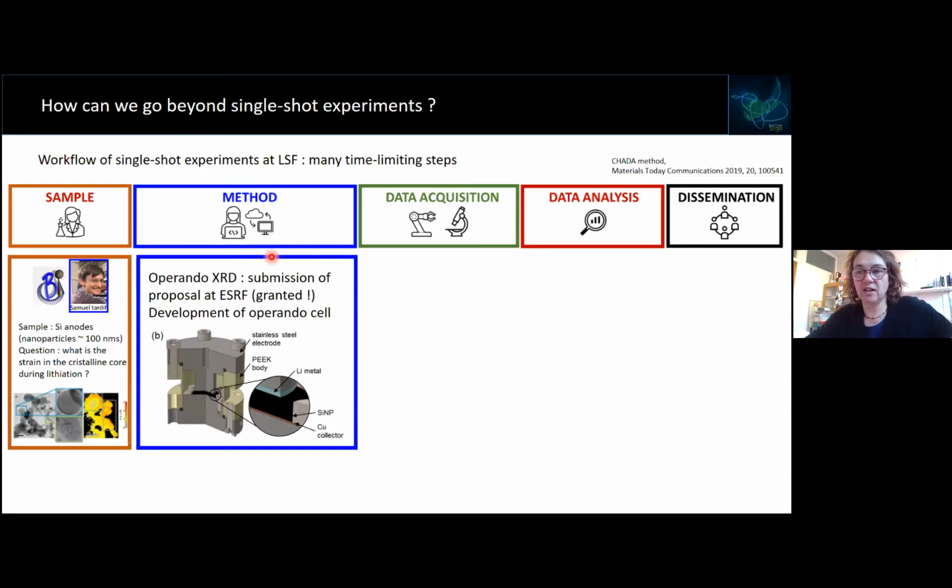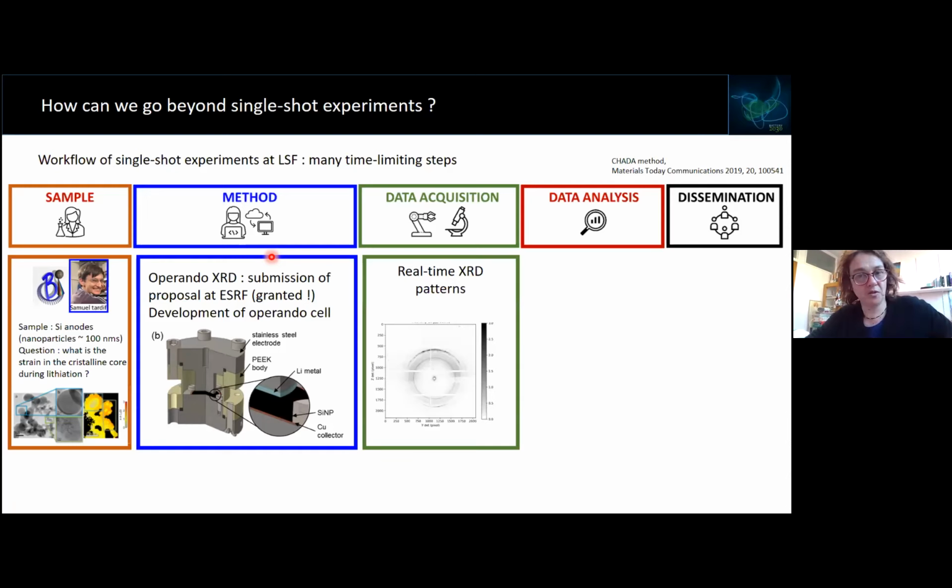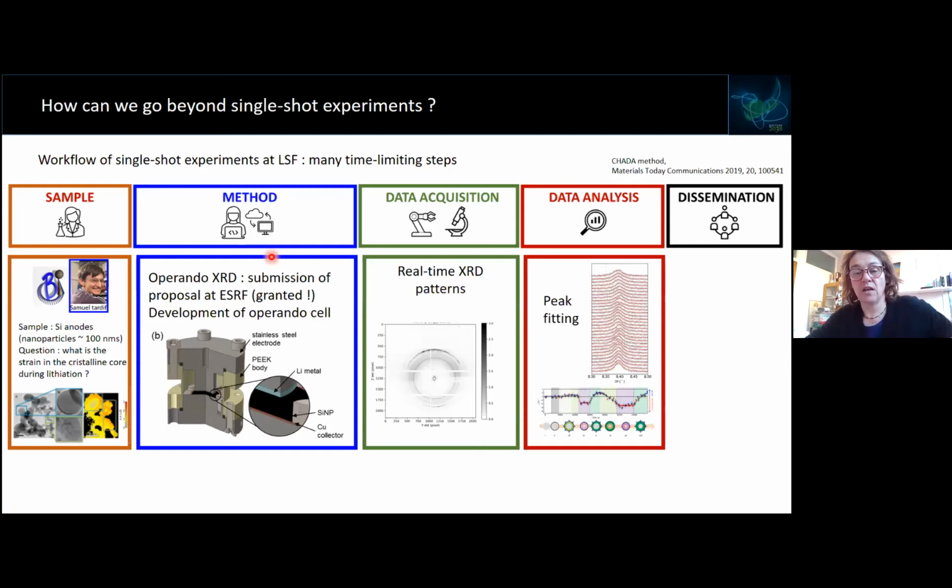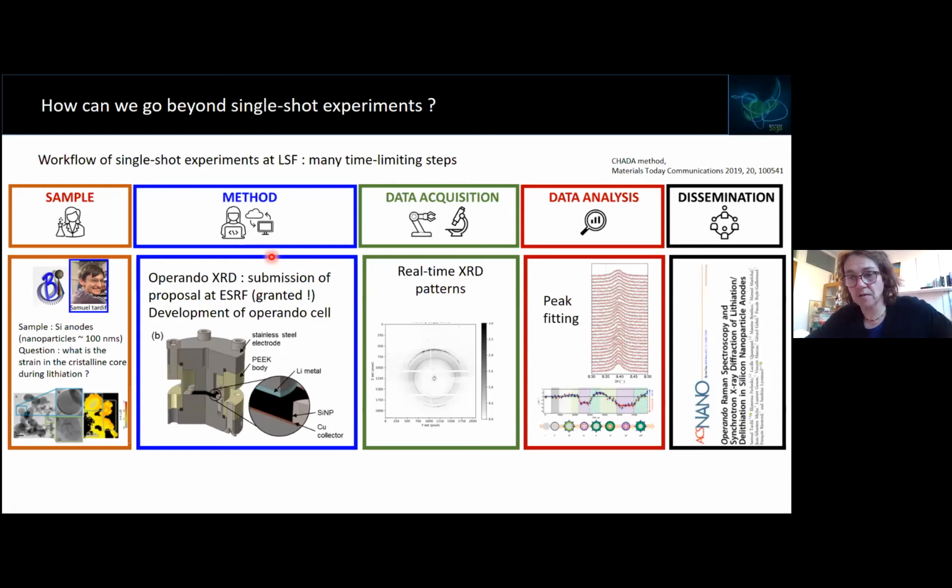If you are lucky, you get granted, then you develop your operando cell in the meantime. You perform your experiment and acquire a number of real-time XRD patterns. In that case, then you need to analyze, you need to fit the data, and you get at the end the output parameter, which in that case was the evolution of strain in the core of the silicon particle. And happily, you can publish this result. And this is very time consuming and takes on average 18 months and can even take more.